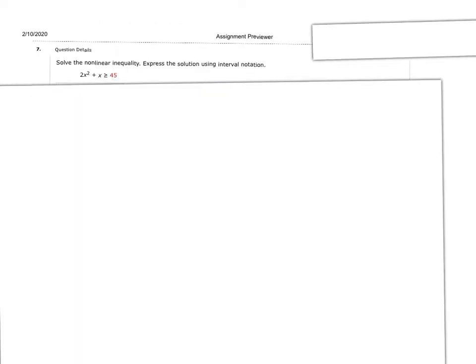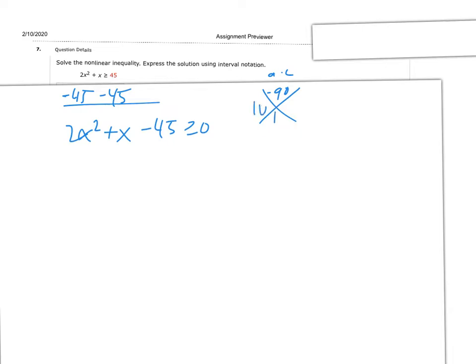All right, next up I'm going to do number 7 here. So I'm going to first get one side to 0, so I'm going to subtract the 45. So 2x squared plus x minus 45 is greater than or equal to 0. And so now I'm going to factor this. So I'm going to do a times c here, so that'll be negative 90, and b is 1, so that'll be 10 and 9 with a negative 9.